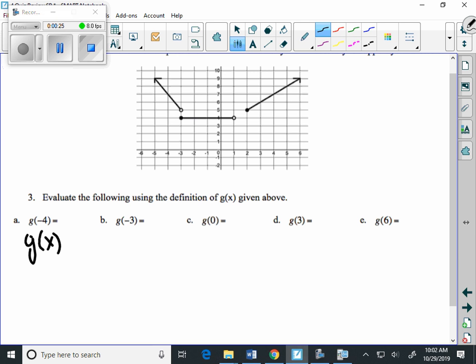So that's saying, well, x equals -4. So when we come over here to -4, well, what does y equal? Well, it equals this value right there, which is 7.